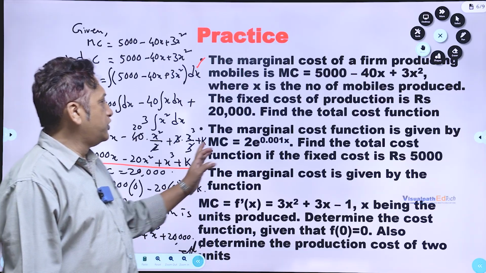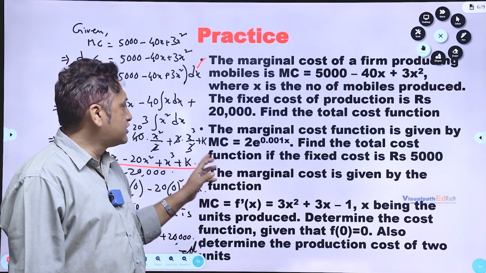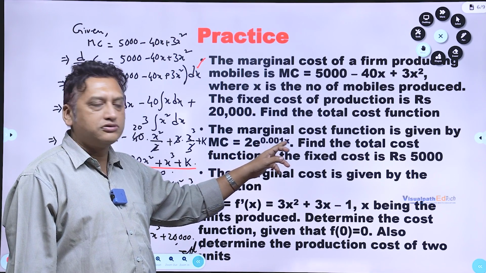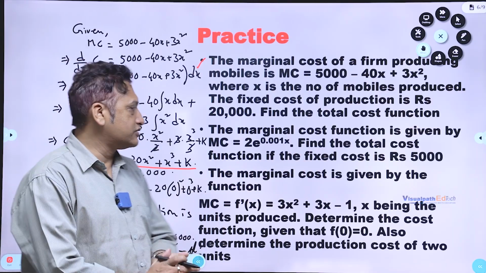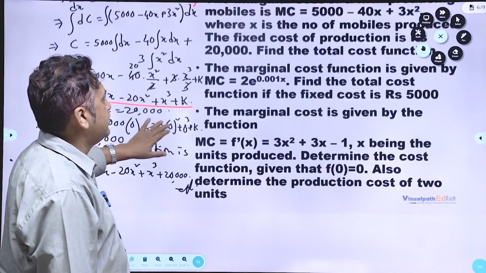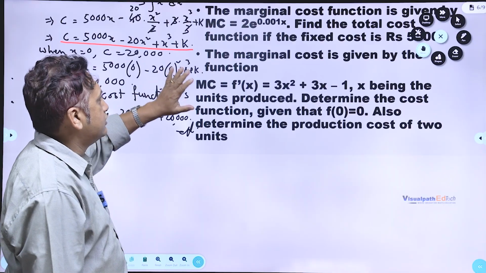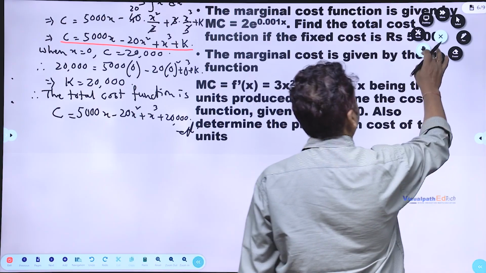Okay. So we were considering the second sum, which says marginal cost function is given by MC is equal to 2 into e to the power 0.001x. Find the total cost function if the fixed cost is 5,000. So we are going to do this particular sum. Since we will need this information, let me place it here.